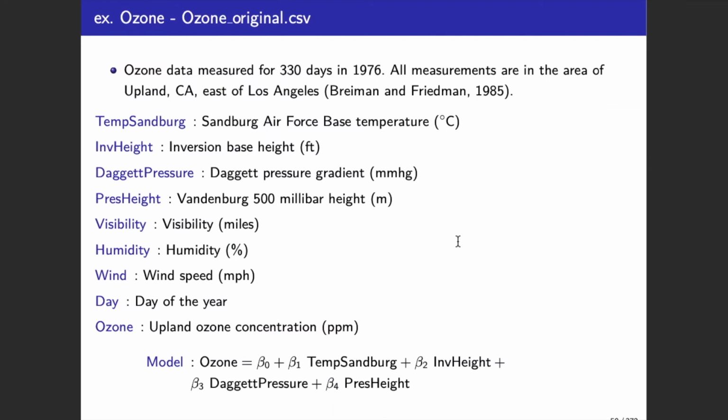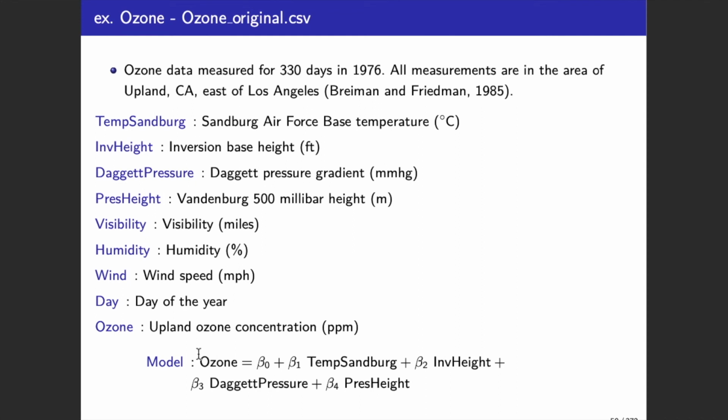And we move to the second example. In the second example, we use the ozone data, measured for 330 days in 1970. All measurements are in the area of Upland, CA, east of Los Angeles, referring to Breiman and Friedman in 1985. This data consists of Sandburg Air Force Base temperature, inversion base height, Daggett pressure gradient, Vandenberg 500 millibar height, visibility, humidity, wind speed, day of the year, and lastly upper ozone concentration.